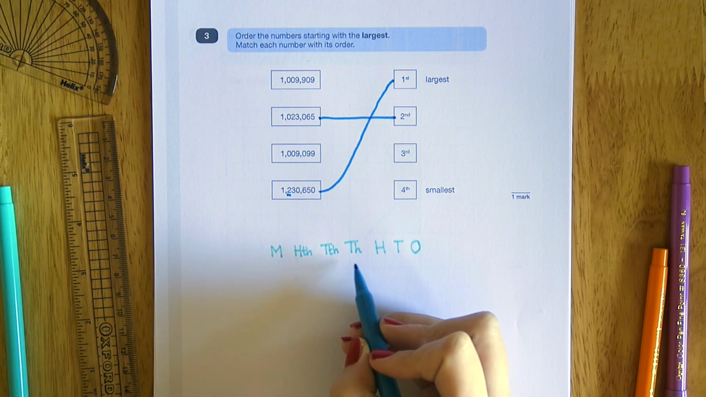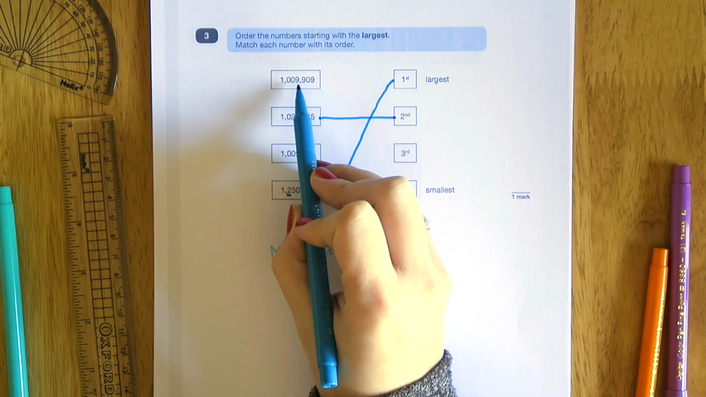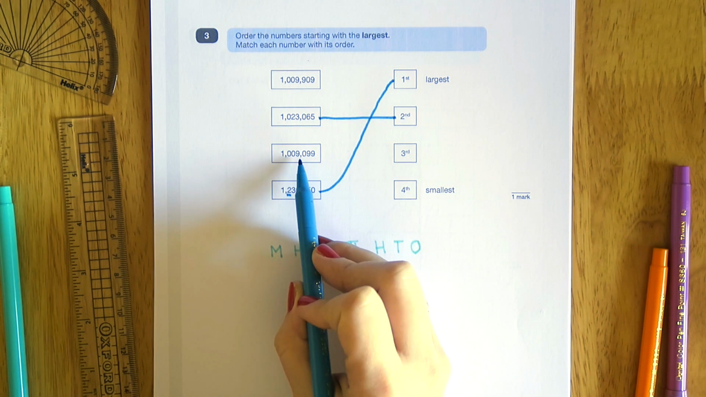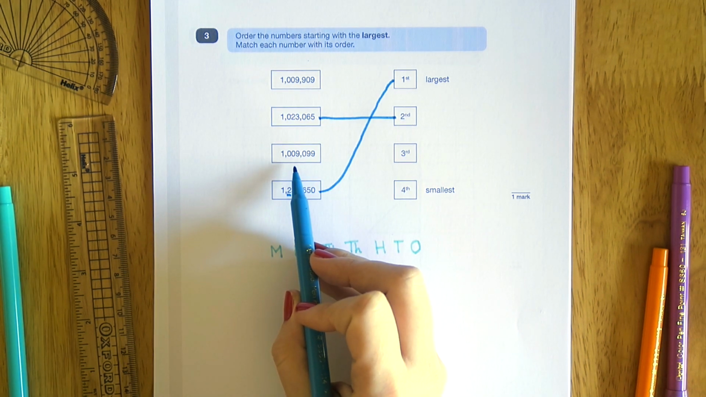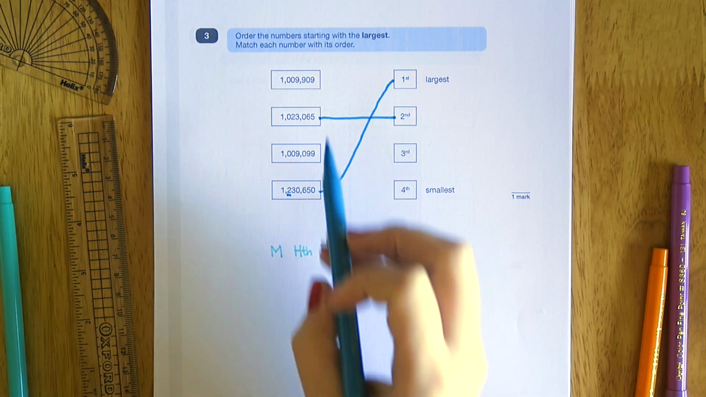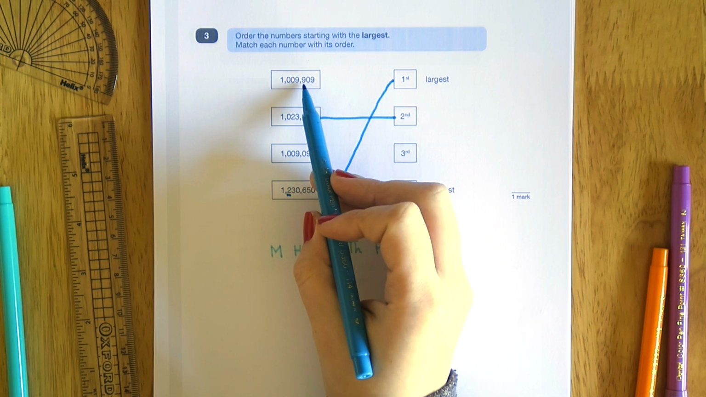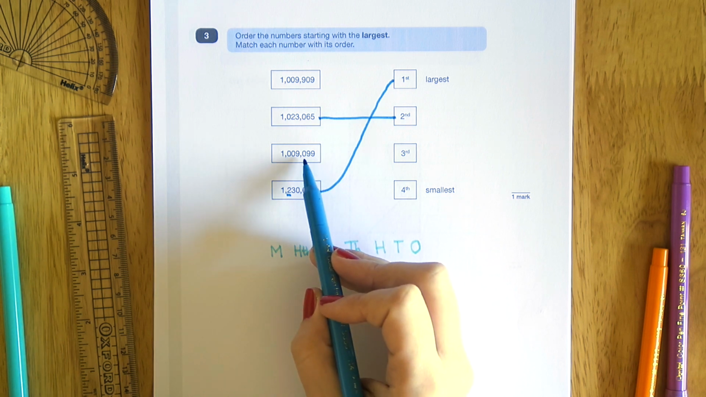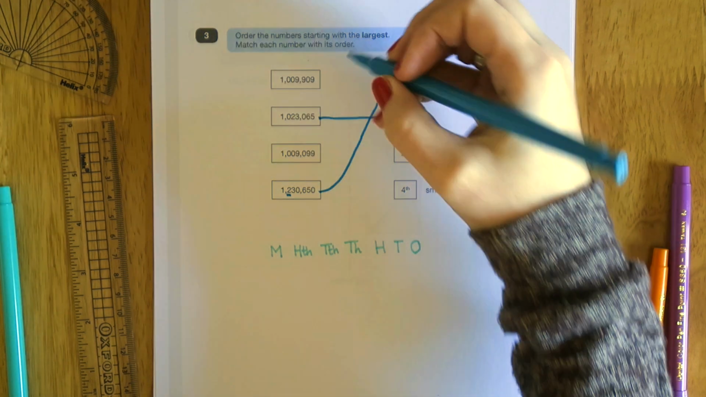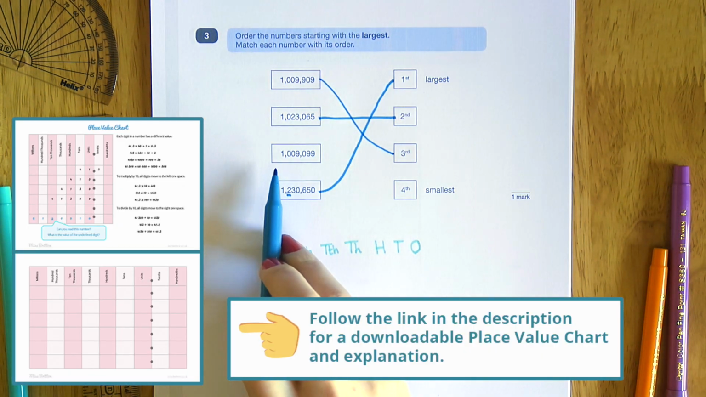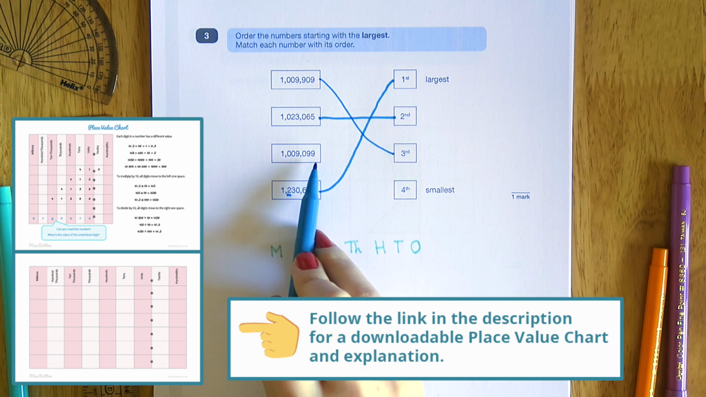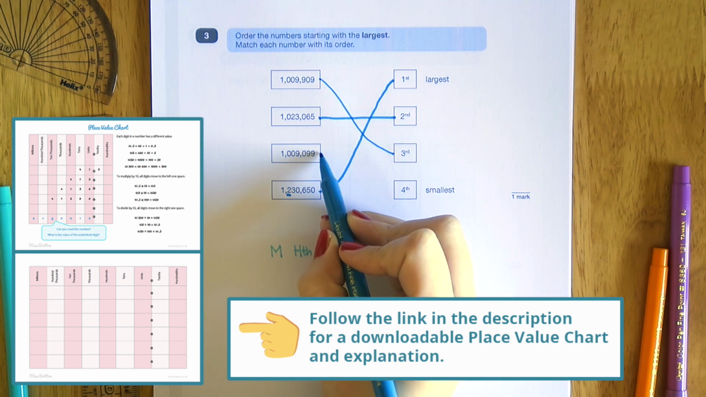Next we're going to need to look at the thousands. So we have a look, we've got 9,000 and we've got 9,000. So they've both got the same amount, the same value in the thousands column. So we move across to the hundreds. In the first number here we've got 900 and down here we have got 0 in the hundreds column. So this one is larger. And then finally the remaining number is the smallest.